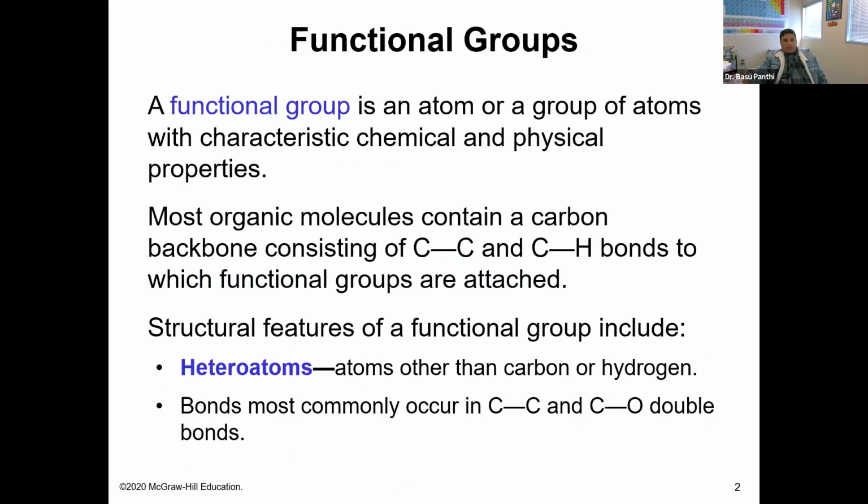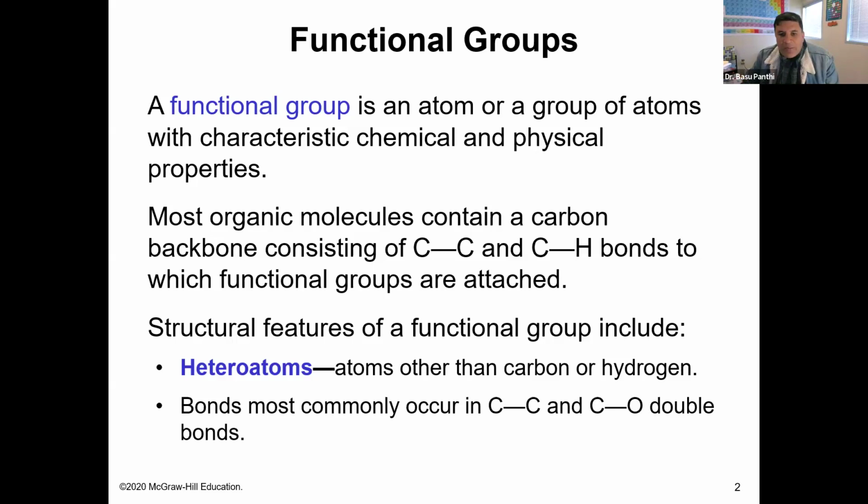So, functional group. In organic chemistry, a functional group is an atom or group of atoms with characteristic chemical and physical properties. Certain groups have certain properties. There are many molecules with a similar group. Like in the periodic table, we study the groups, everything is similar. It's just identifying similar properties and so on.